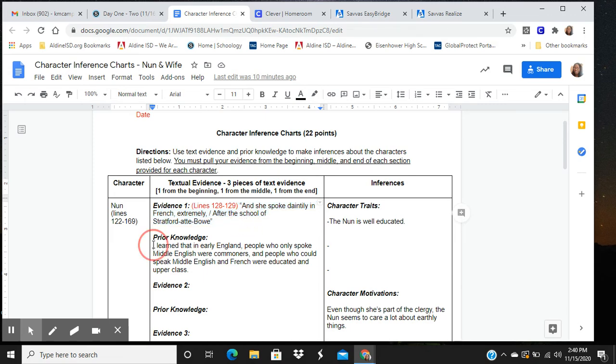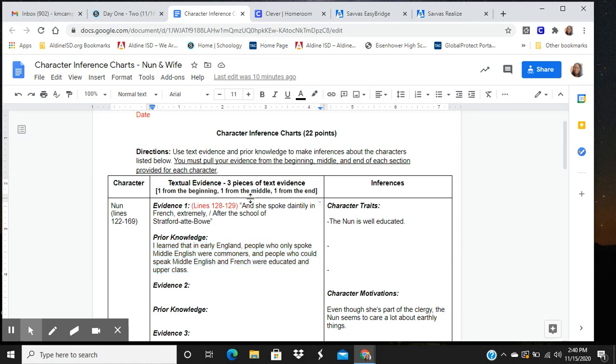and then I used my prior knowledge, and I said, I learned that in early England, people who only spoke Middle English were commoners, and people who could speak Middle English and French were educated and upper class. This is the knowledge that I brought to this before reading this text. If you don't know what I mean when I say prior knowledge, that means that you need to go back to last week and watch the mini lesson on making character inferences, because it talks specifically about prior knowledge.